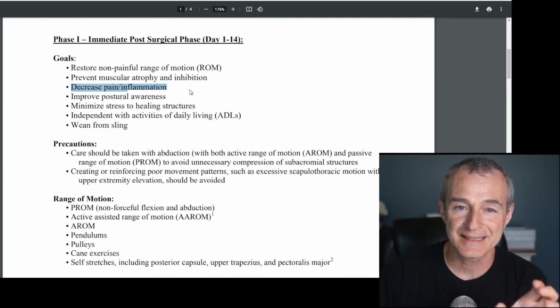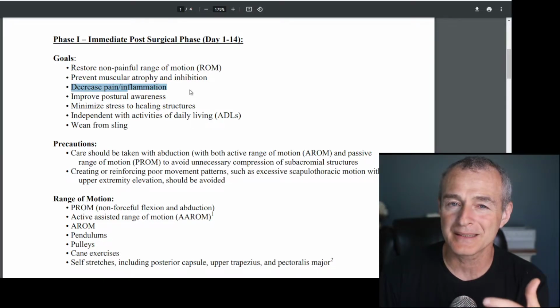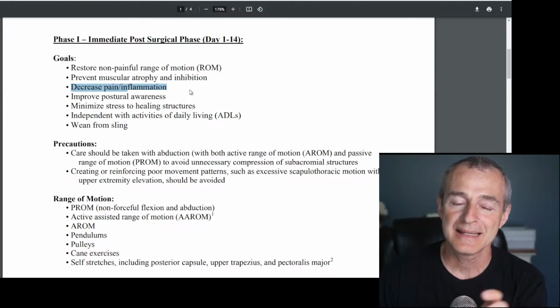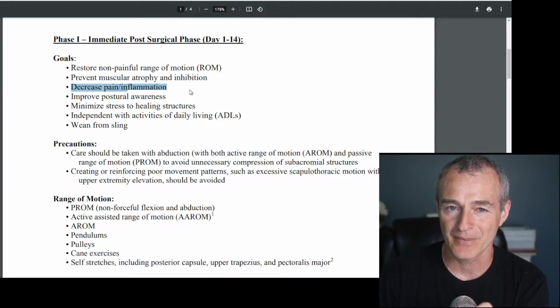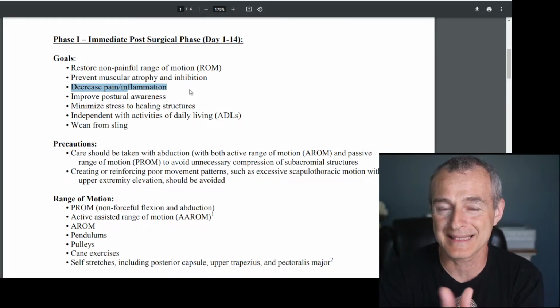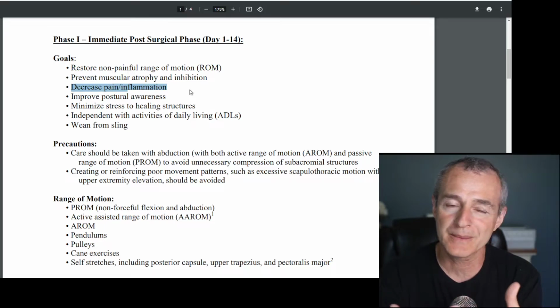So pain is a sensory experience. Pain is dependent on context. Pain has a lot of influencing factors. Inflammation is a chemical problem. Now, an inflamed tissue can cause pain, but inflammation can be more thought of as a chemical problem, while pain is a sensory issue. We want to talk about improving postural awareness.